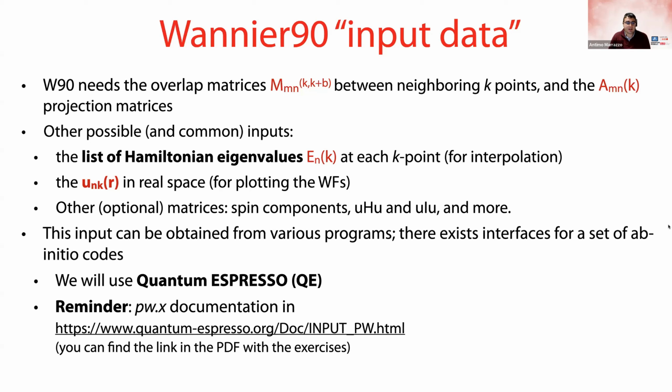That's not necessary. And given that Wannier90 can actually compute very complex properties, sometimes you need optional matrices that go beyond what we have seen up to now. So spin components, or matrices like the UHU or UIU, where H and I are the Hamiltonian and identity matrices, and U are the Bloch orbitals at different k-points. So you can have different inputs, but the minimum is the overlap matrix M_mn and the projection matrix. These inputs can be obtained with different programs. Today we will focus on Quantum ESPRESSO, but just keep in mind that you can do this also with VASP or other codes.